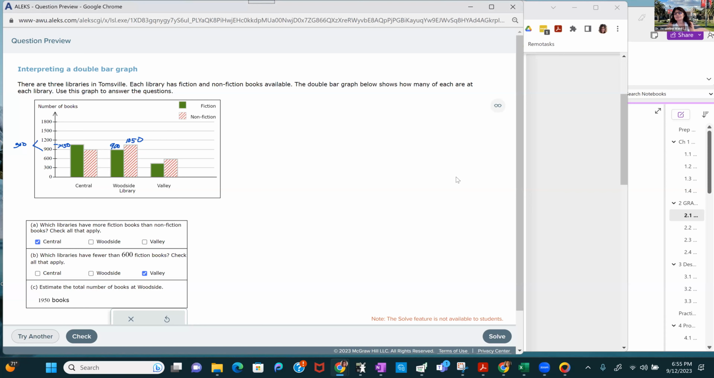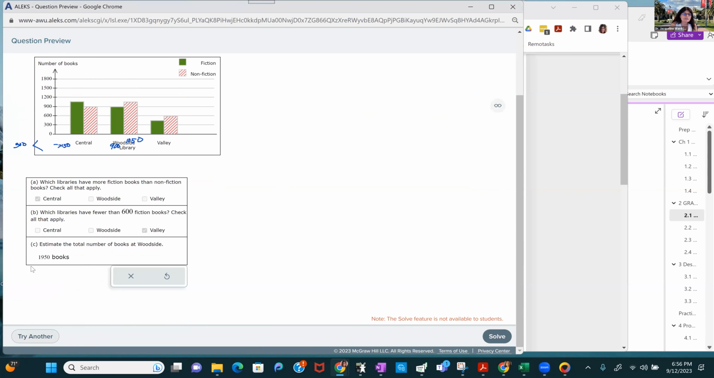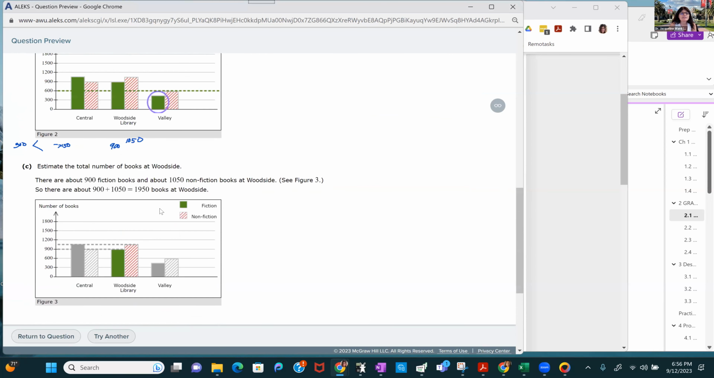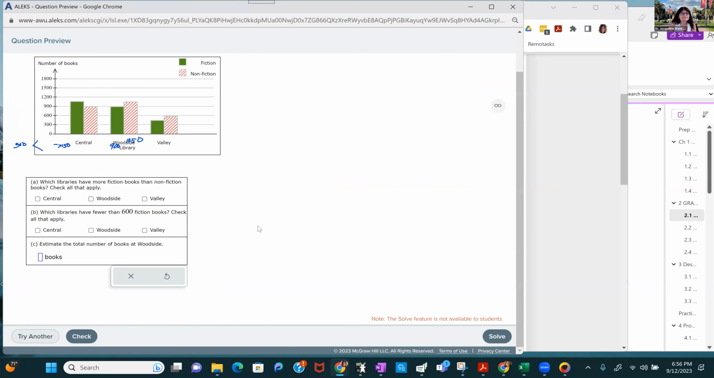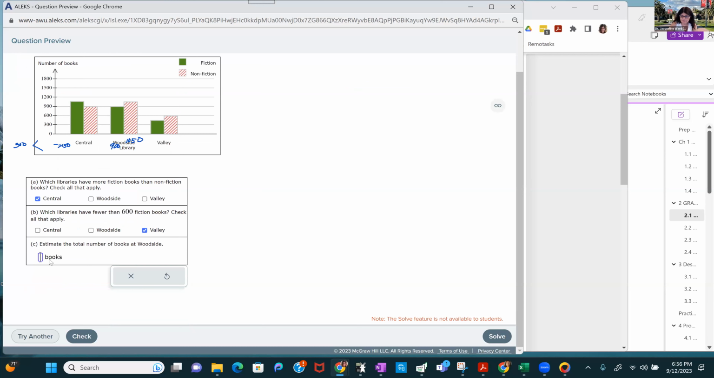I'm curious what else they would take. 1950. Okay, and that's what they said in here. I'm going to go back. More fiction was Central, fewer than 600 was Valley. So let's try 2000 and see if they take it.